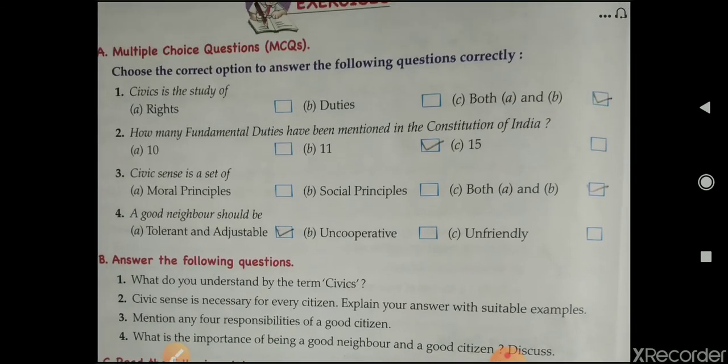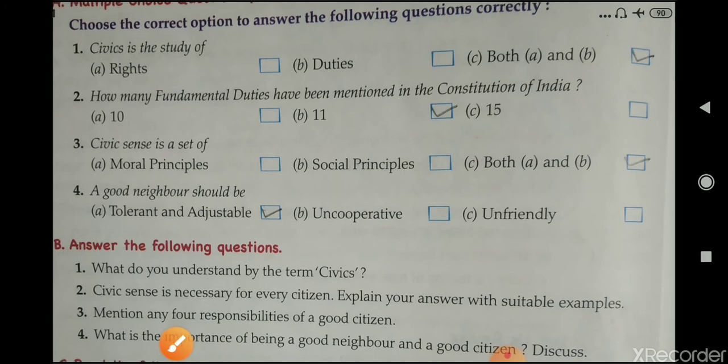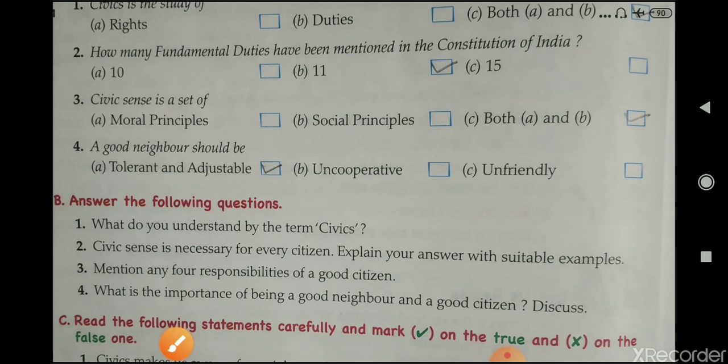Now we will revise the exercise part of this lesson. The first one is choose the correct option. First, civics is the study of both rights and duties. So you have to take both A and B. How many fundamental duties have been mentioned in the Constitution of India? The answer is 11. Civic sense is a set of both moral and social principles. A good neighbor should be tolerant and adjustable.